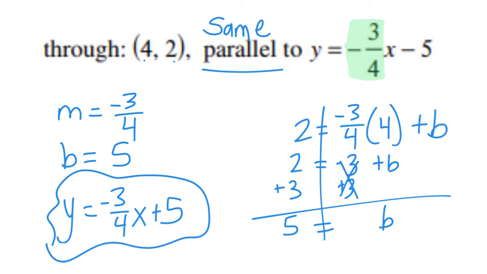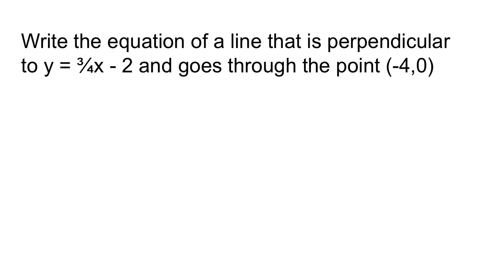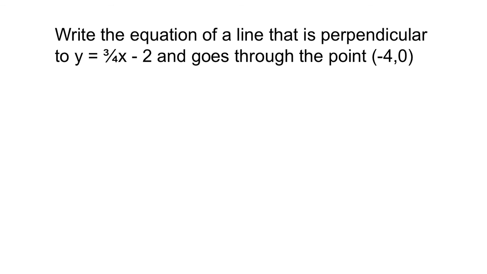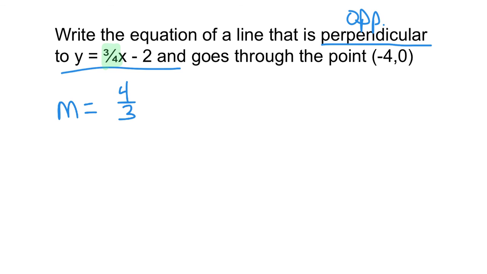All right, let's do another one. So this one asks us to write the equation of a line that's perpendicular. That means opposite, right? So I'm going to look at this equation, find the slope, and then create a slope that is opposite for my new equation. So I know the slope of this one is 3/4. So the equation of my new one will have a slope that's opposite that. So instead of 3/4, I'm going to write 4/3, and I'm going to make it negative.